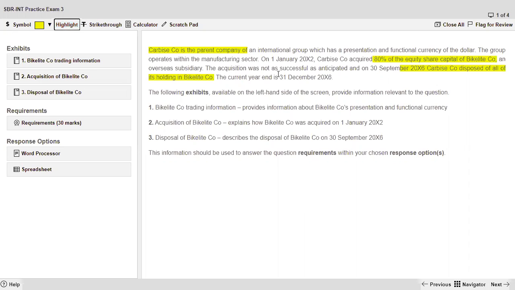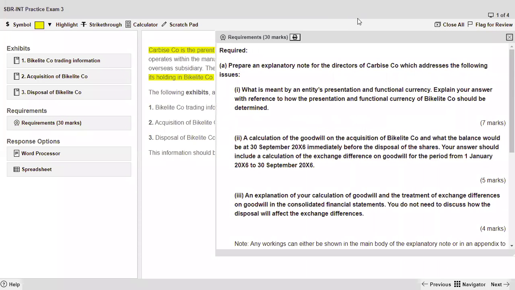Now the current year end is 31st December 2006. The following exhibits available on the left-hand side of the screen provide information relevant to the question: Bike Light Company trading information, acquisition of Bike Light, disposal of Bike Light. The information should be used to answer the question requirement from your chosen response options.